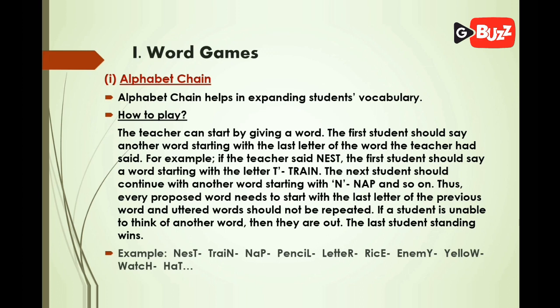Alphabet Chain. This game helps students in expanding their vocabulary. How to play. The teacher can start by giving a word. The first student should say another word starting with the last letter of the word the teacher had said. For example, if the teacher said nest, the first student should say a word starting with the letter T, which is the last letter of nest, and hence train. The next student should continue with another word starting with N, that is the last letter of train, and say, for example, nap, and this goes on.